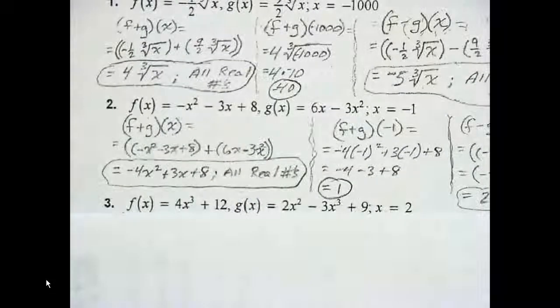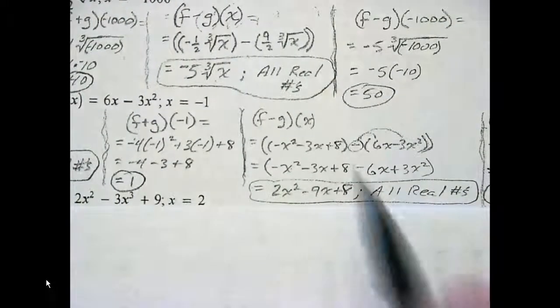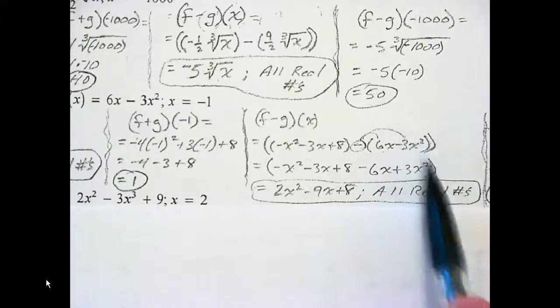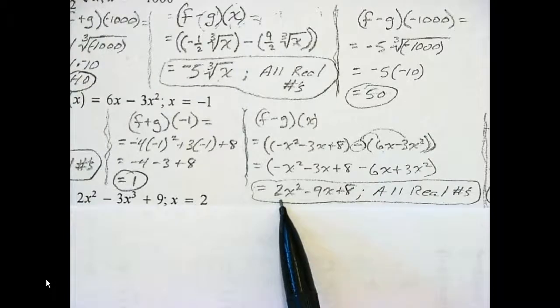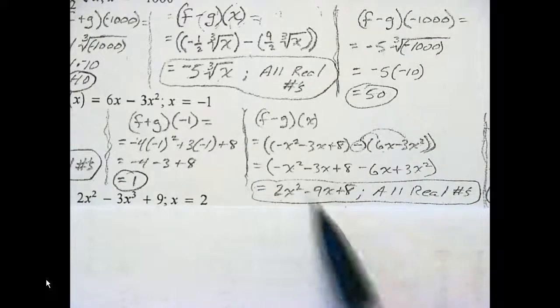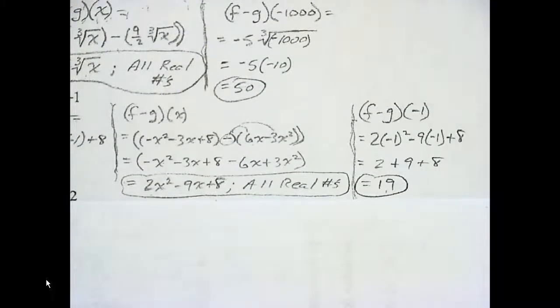If you have questions, make sure you're asking as I come around. And then f minus g of x. Remember to distribute that negative sign in. So it becomes negative 6x plus 3x squared. So you end up with 2x squared minus 9x plus 8. All real numbers. Okay, it's a quadratic. It continues outward forever there. And 19 is what you get when you plug in that negative 1. Okay. All right. Questions?